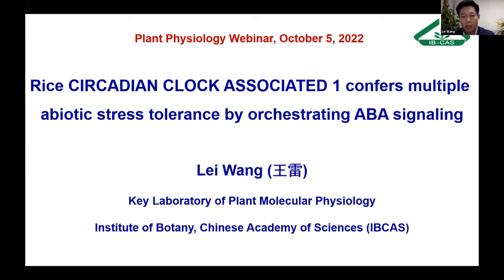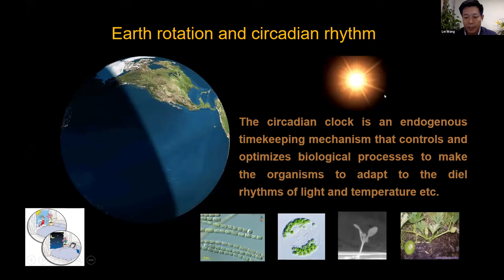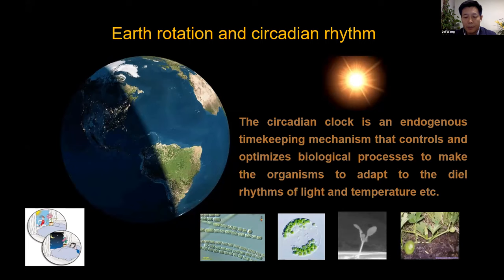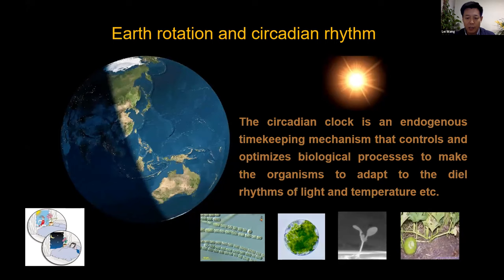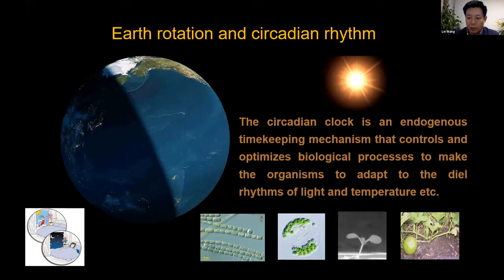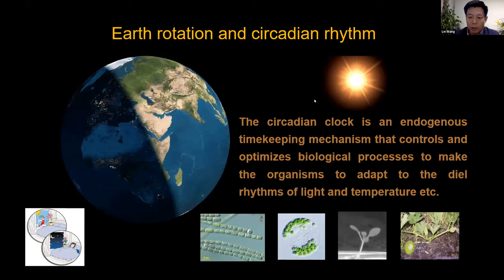As Stacey Harmer already gave us a very nice introduction about how the circadian clock works, we know the circadian clock is an endogenous timekeeping mechanism that controls and optimizes biological processes to make the endogenous organism rhythms fit the ideal rhythm of light and temperature in the environment. That ensures the plant grows in a very good advantage.